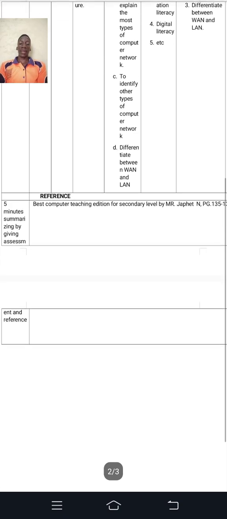Then lastly, we have reference. The reference is trying to explain where I got this information from, which I'm going to pass on to the learners. It was based on the Best Computer Teaching Edition for secondary level by Mr. Jaffet, page 135 up to 137.